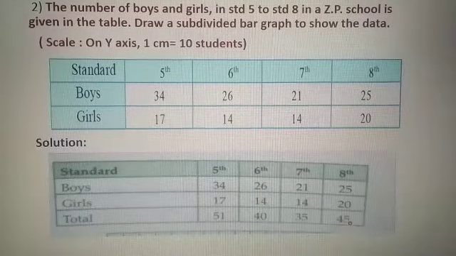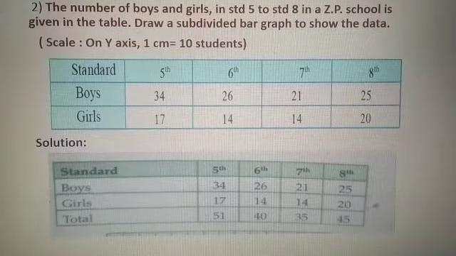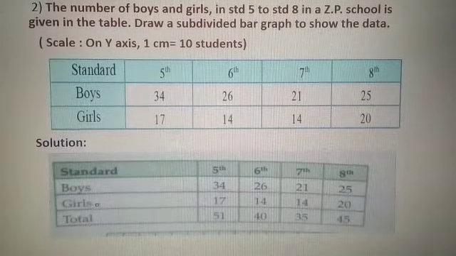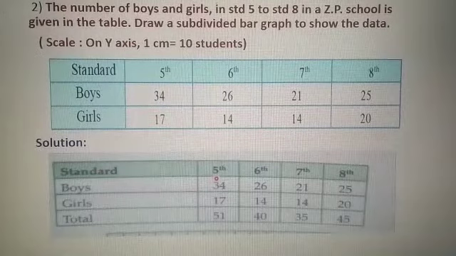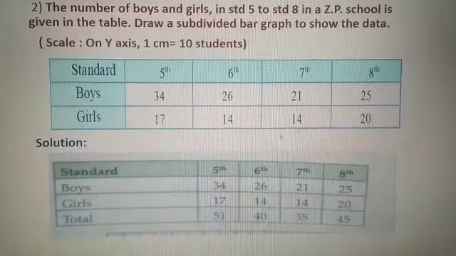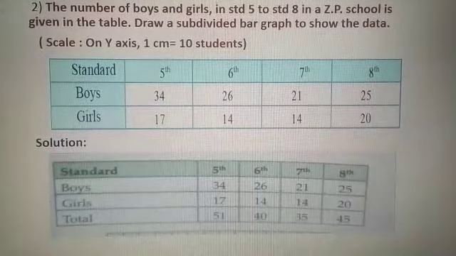And now what you will do? You will take out your graph paper and on x-axis you will write down the standard, that is 5th standard, 6th standard, 7th standard and 8th standard in this way.